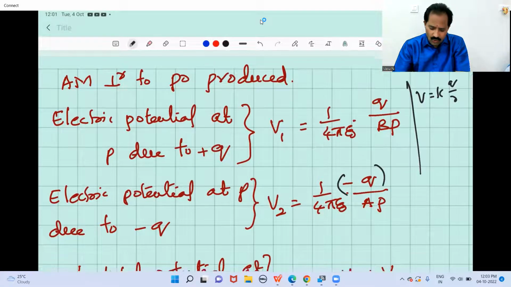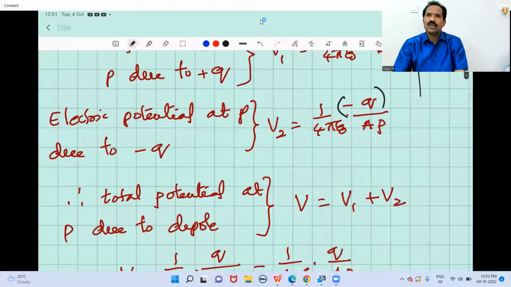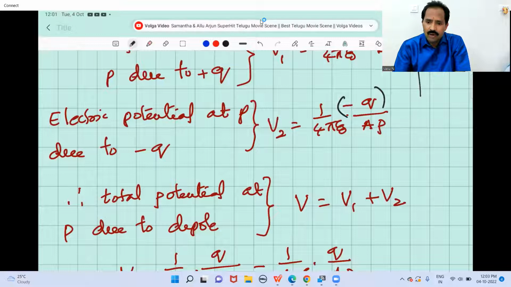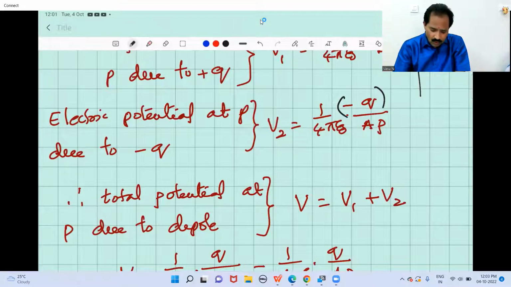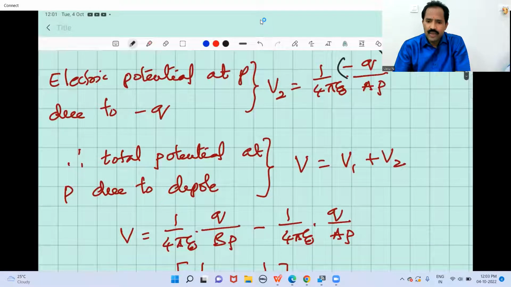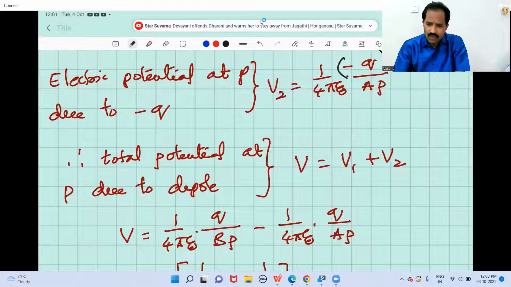Now I want to know what is the net potential at point P. Since the potential is a scalar quantity, we can add up algebraically. It need not be added vectorially. If it were electric field, we would have added vectorially. Since electric potential is scalar, we can add up algebraically. Therefore, the total potential at P due to the dipole, we add the two potentials: V is equal to V1 plus V2.